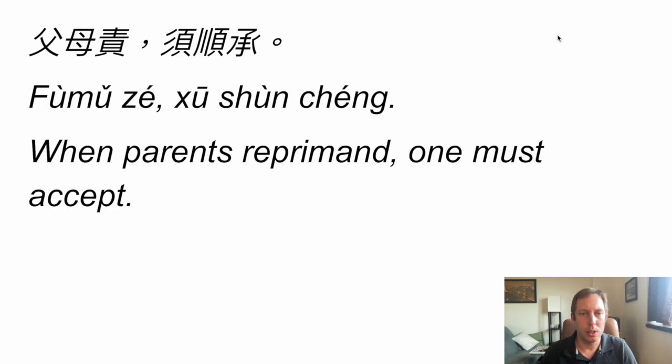父母责，须顺承. So 责 means reprimand. So parents reprimand, or when parents reprimand. 须顺承. 须, again, means must or need. 顺 is like compliant or accepting. 承 means to accept from above or receive. So compliantly accept, or one must accept.